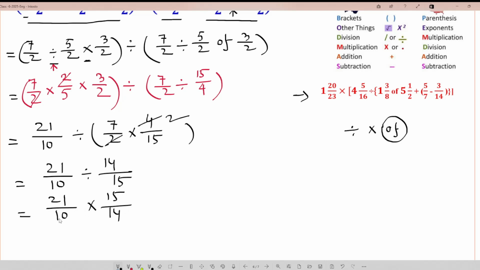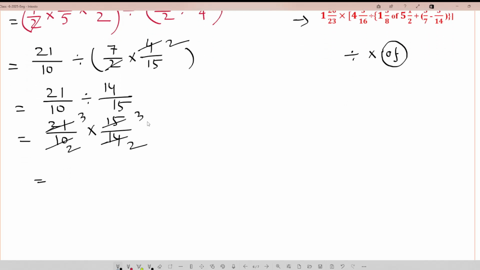Once you divide by 5, here is 2 and here is 3, and here divide by 7, so here is 3 and here is 2. Now 3 times 3 is 9, divided by 4, so the answer will be 2 1/4. This is our answer.